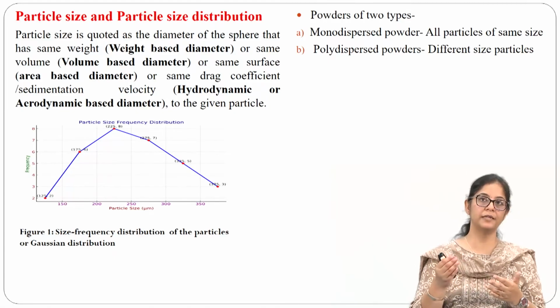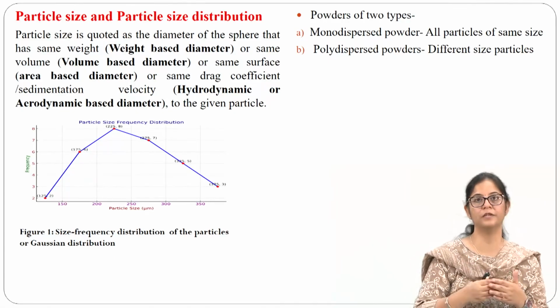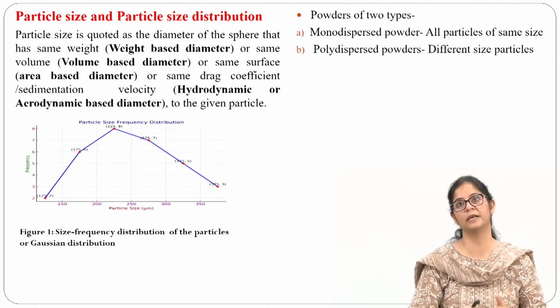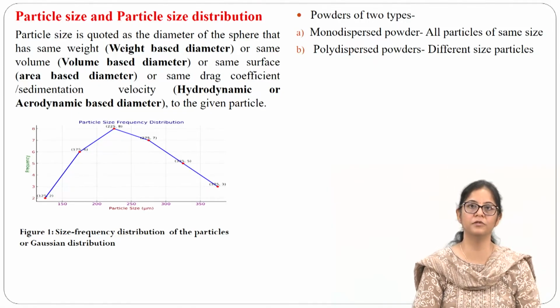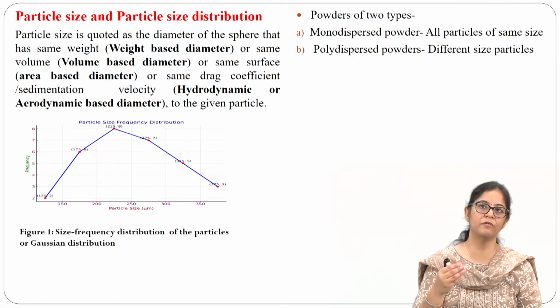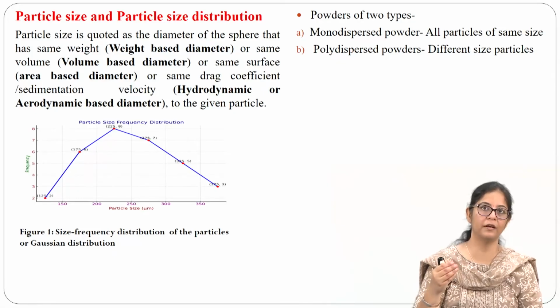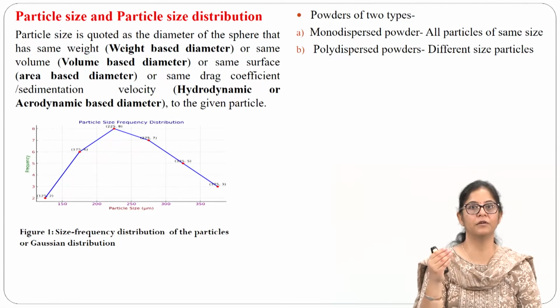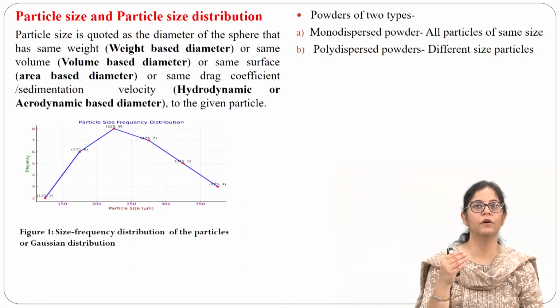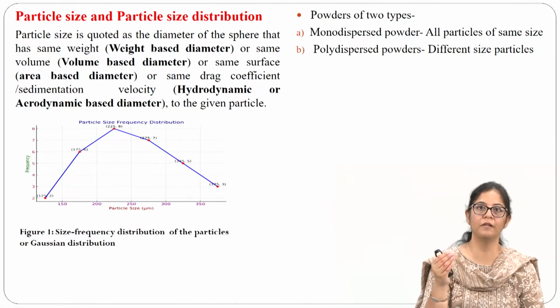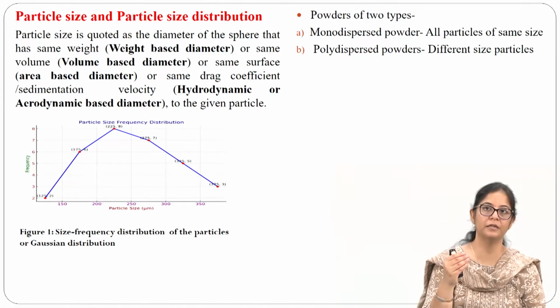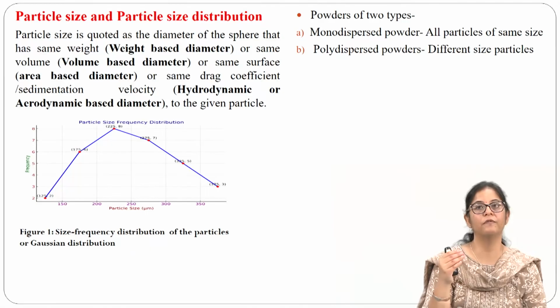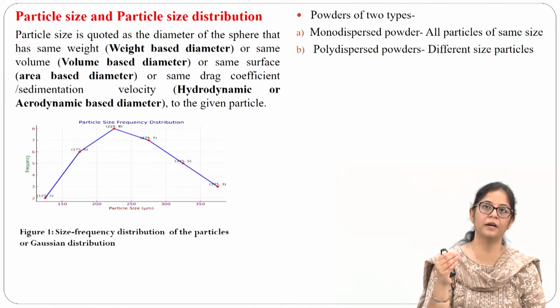Now, coming to the first property, that is the particle size and the particle size distribution. Particle size is quoted as the diameter of the sphere that has the same weight when we go for weight based diameter, or same volume when we go for volume based diameter, or same surface area, area based diameter, same drag coefficient or sedimentation velocity when we go for hydrodynamic or aerodynamic based diameter to the given particle in consideration.